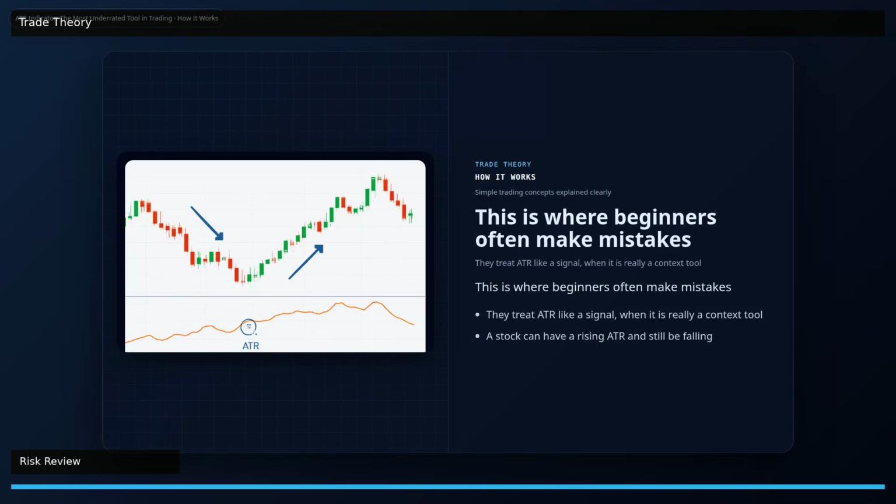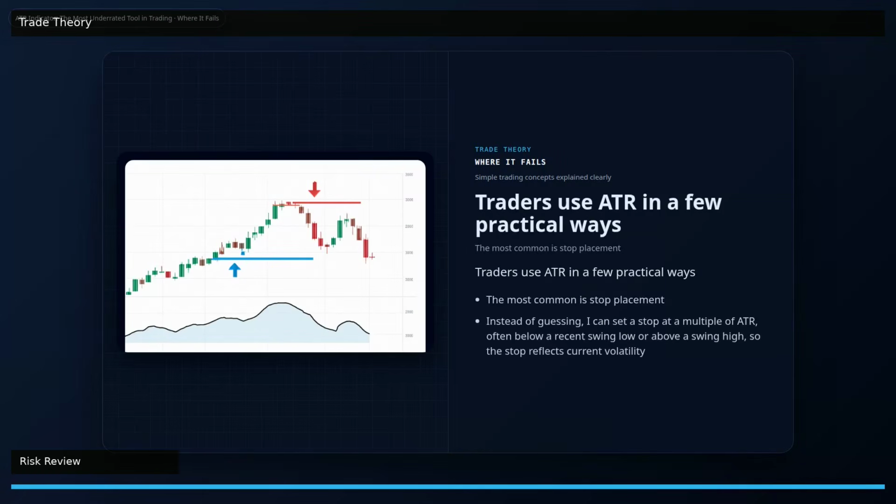Traders use ATR in a few practical ways. The most common is stop placement. Instead of guessing, I can set a stop at a multiple of ATR, often below a recent swing low or above a swing high, so the stop reflects current volatility. Another use is position sizing. If ATR is large, I may reduce size because each share or contract carries more movement risk. ATR also helps with breakout filters. A breakout that happens during very low ATR may be less convincing than one that expands with volatility, because the market is actually showing energy instead of just drifting.